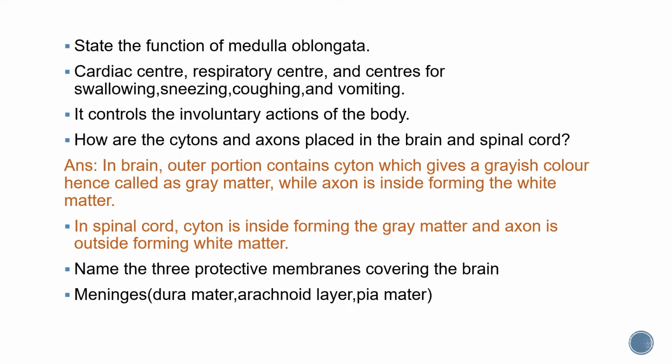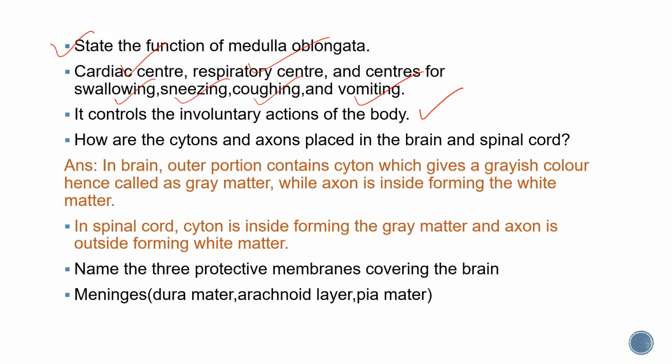Now the first question of today's video is: state the function of medulla oblongata. So we all know, what is the main function of medulla oblongata? It contains the vital reflex centers. All the main reflex centers of the body are controlled by the medulla oblongata. The main ones are the cardiac center, the respiratory center, and the centers of swallowing, sneezing, coughing and vomiting. All these are controlled by the medulla oblongata. It also controls a few involuntary actions like heartbeat, swallowing and breathing. So these are the main functions of medulla oblongata.